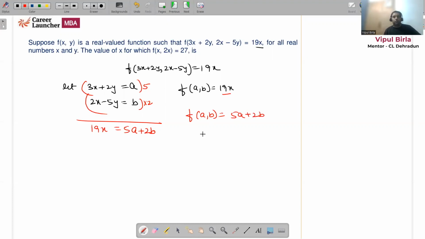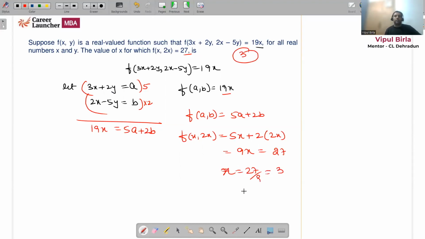Right? Now f of x comma 2x will be nothing but 5 times x plus 2 times 2x, which comes out as 9x, which is given as 27, which gives me the value of x as 27 by 9. That is equal to 3. That is the answer to this question.